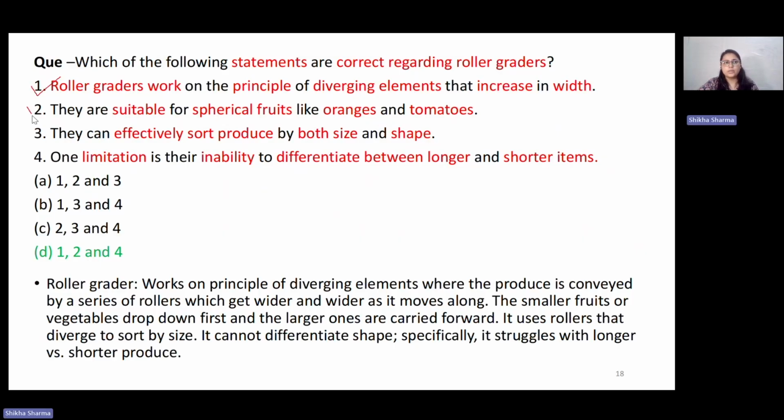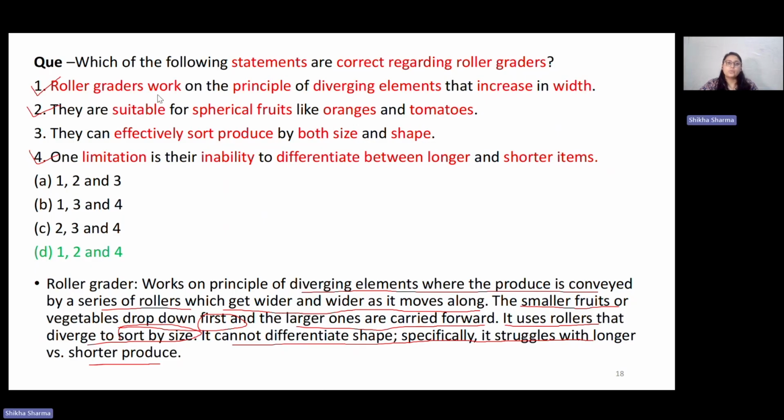Roller graders work on the principle of diverging elements, where the produce is conveyed by a series of rollers which get wider and wider as it moves along. The smaller fruits or vegetables will drop first, and the larger ones will carry forward and drop at the end. It uses rollers that diverge to sort by size. It cannot differentiate shape. Specifically, it struggles with longer and shorter produce.